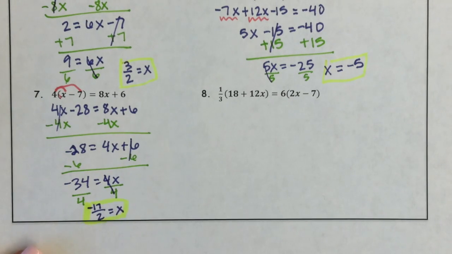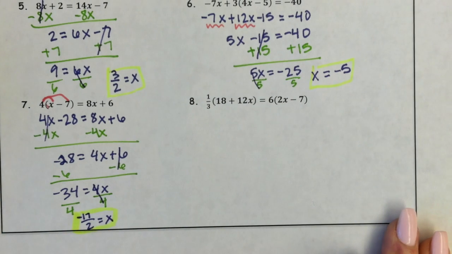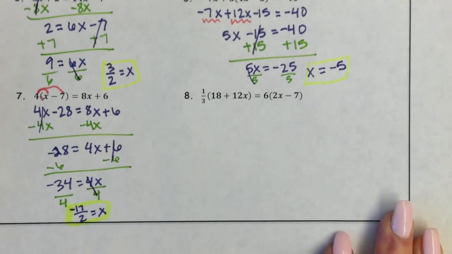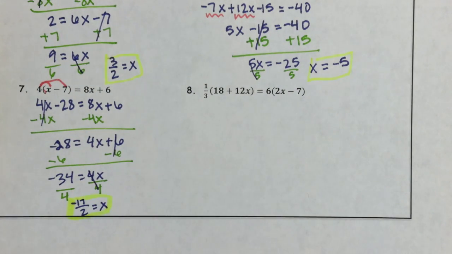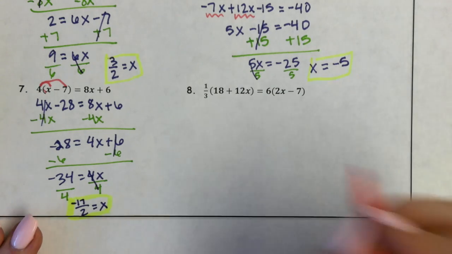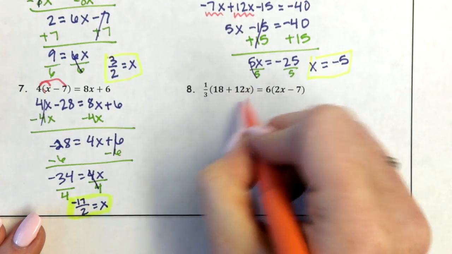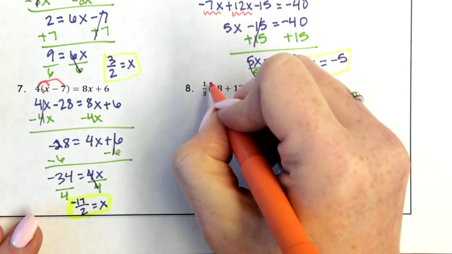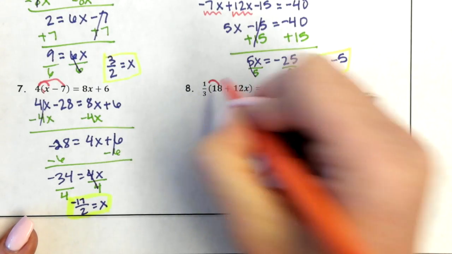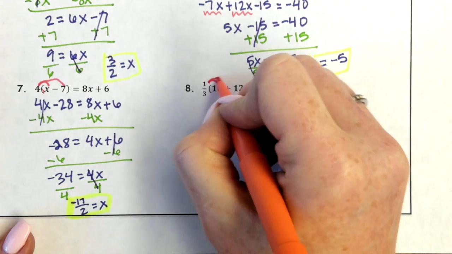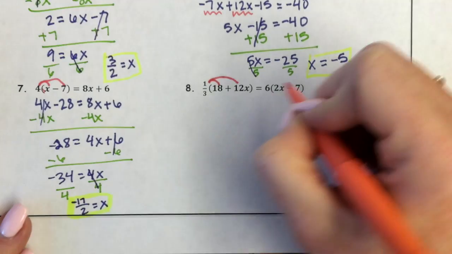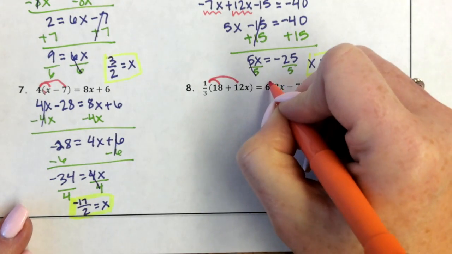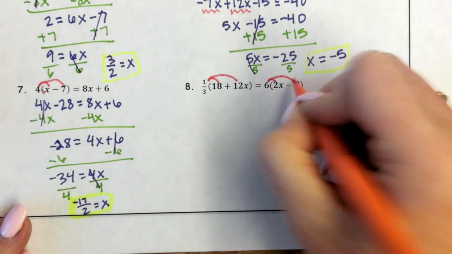Okay, next one. Fractions. Those are scary, right? A lot of people are like, oh no, fractions, that one's hard. It's really not, okay? You're going to be okay. So let's go ahead and distribute. This time we have to distribute not just once, but twice. Okay, so the first time we're going to distribute 1/3 to the 18 and to the 12x. Then we're going to drop our equal sign and distribute the 6 to the 2x and the negative 7.